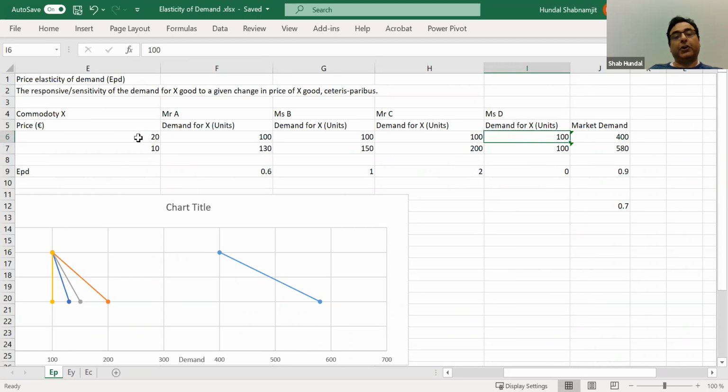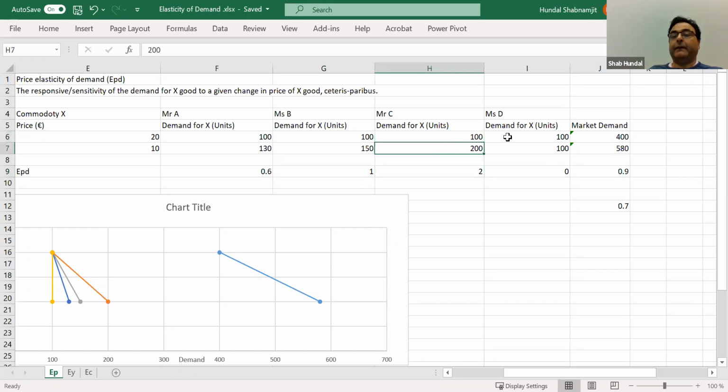The price of food drops, but Miss D thinks that she's fine. She will not eat more. She will eat the same amount. The price of clothing goes down. She thinks, hey, I have enough clothes in my wardrobe. Why should I buy more? On the other hand, we have people like Mr. C who react very sharply.